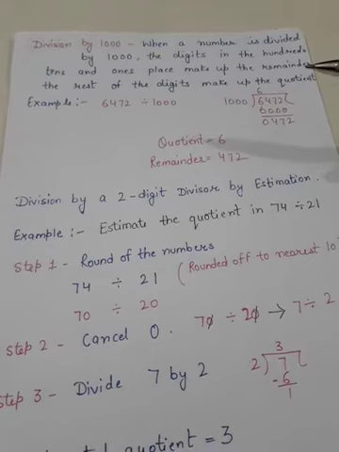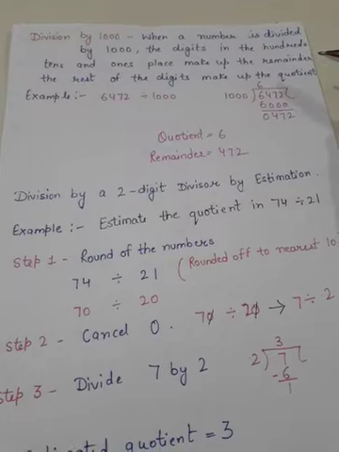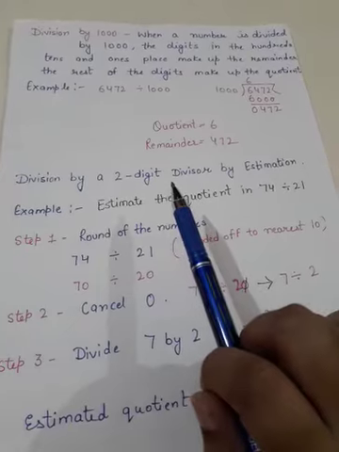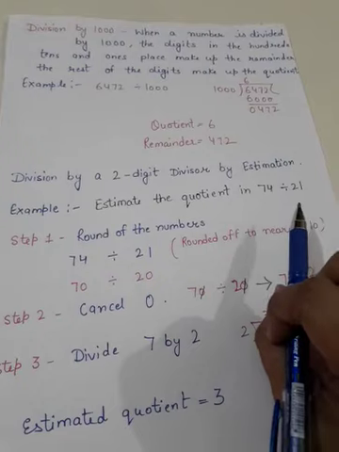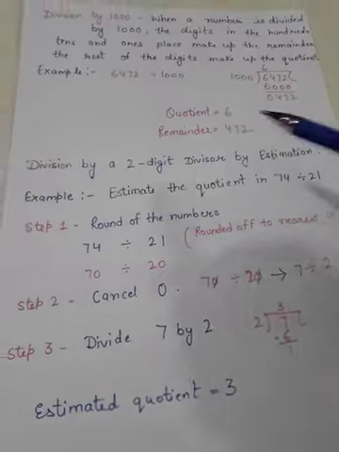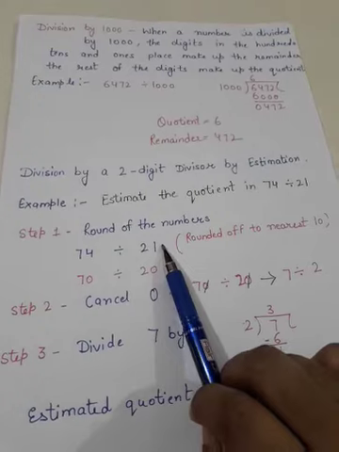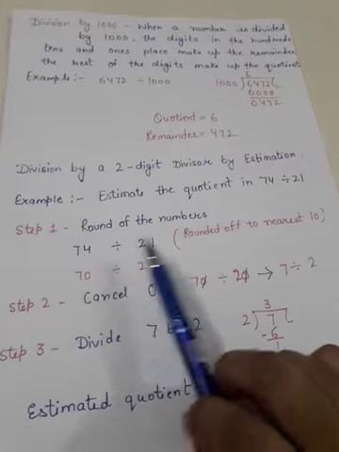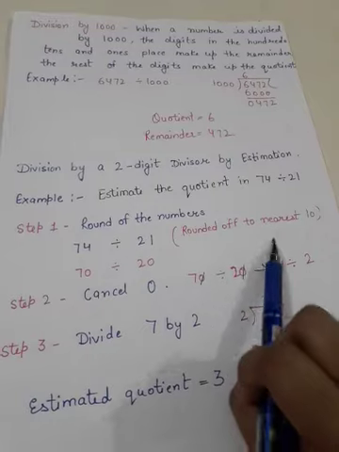Right everyone, this is the fact when you divide by 10, 100 and 1000. Fine everyone? Okay. Now the next thing is division by a two-digit divisor by estimation. Now we are dividing by a 2-digit number, that is the divisor, and we have to estimate the quotient. There are some steps. Firstly, the example is 74 divided by 21. The first step is to round off the numbers. You can see both numbers have only ones and tens digits. So we round off to the nearest 10.